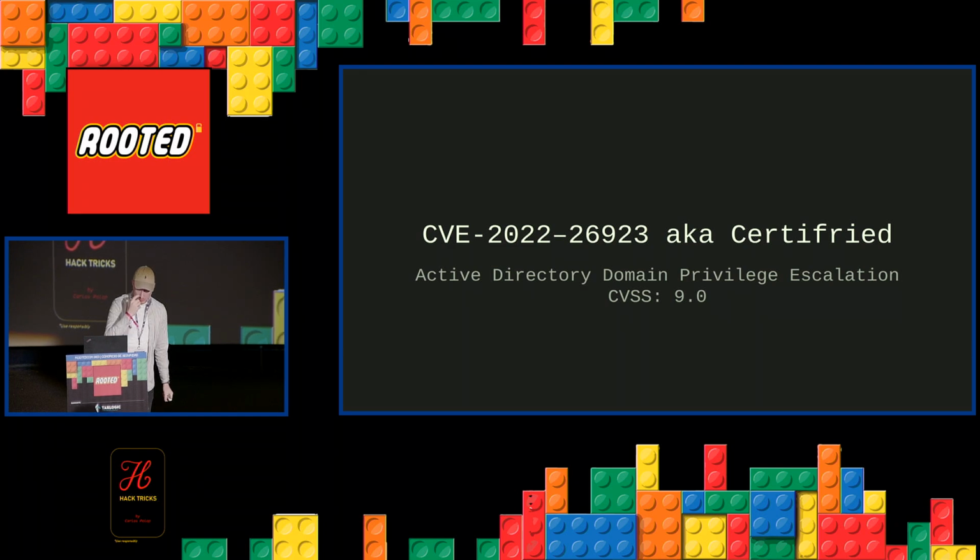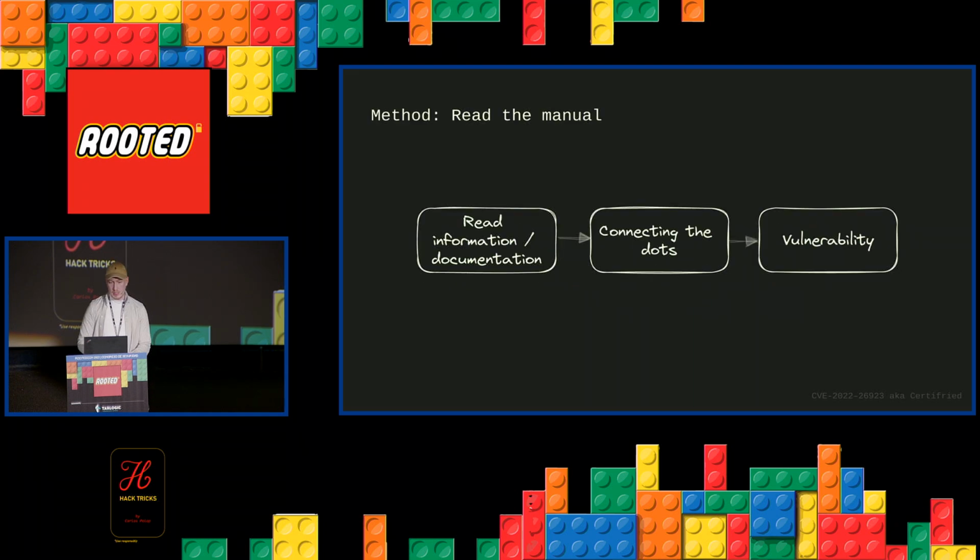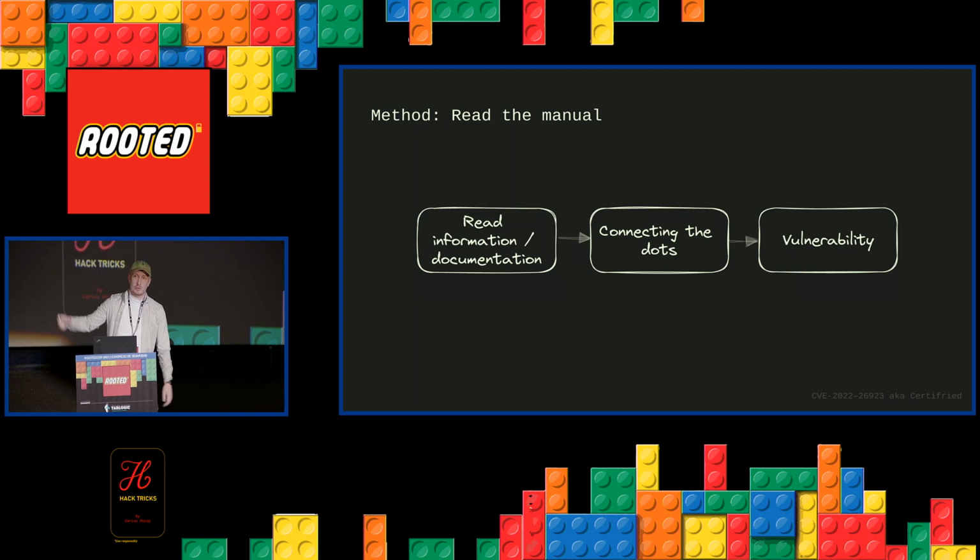The next vulnerability we will talk about is an Active Directory domain privilege escalation that I named certified, and we will see why that is the case. And it received a CVSS score of 9.0. So the method we will be using is just read the manual. So you read some information and documentation someplace, and then you read some more documentation information, and you start to realize there might be a vulnerability here.